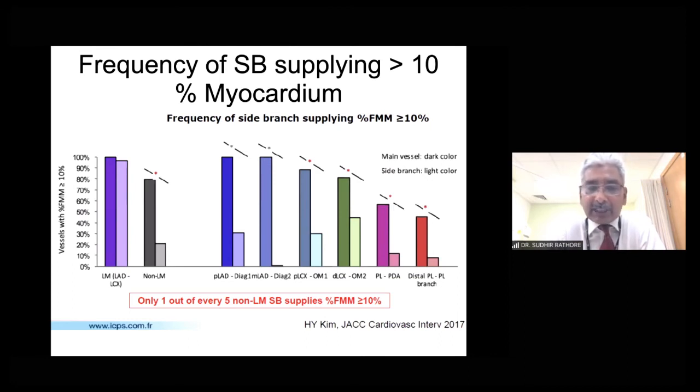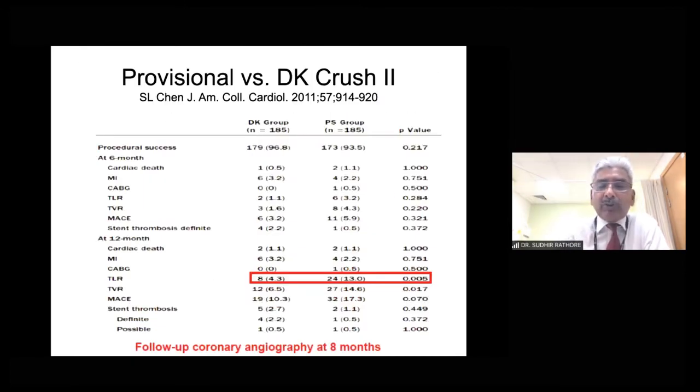is an important side branch. If you see this study, which was done a few years back, only 1 out of every 5 non-left main side branches supplies myocardial mass of more than 10%, which is important. Mainly they are in the diagonal territories or large obtuse marginal territories. So it's very important to know which bifurcation we're talking about. Now, if you look at the historical studies, I don't want to dwell too much on them.